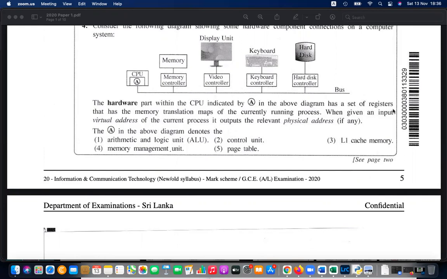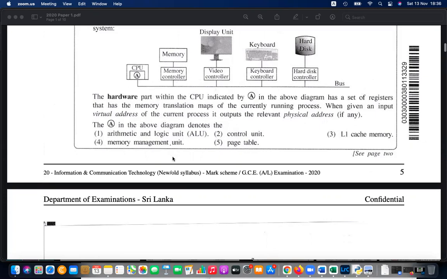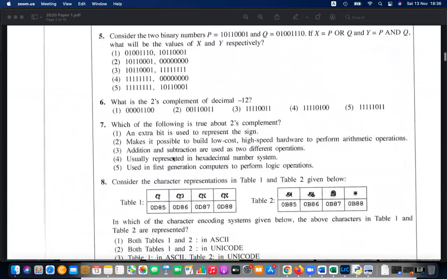It says it has registers and memory translation maps. When given an input, a virtual address is converted into a physical address. Yes, virtual to physical, physical to virtual conversion. Everything happens in the memory management unit. Correct. Questions 5 and 6 also, you have given the answers.